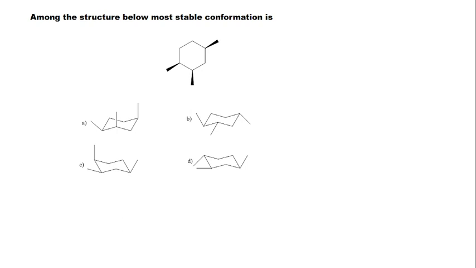Okay, so the first problem is to find the most stable conformation of the given molecule. How to solve that? If we look at these molecules, we find that all three methyl groups are above the plane. This is the point we have to keep in mind during problem solving. Here you find that all three methyl groups are above the plane.